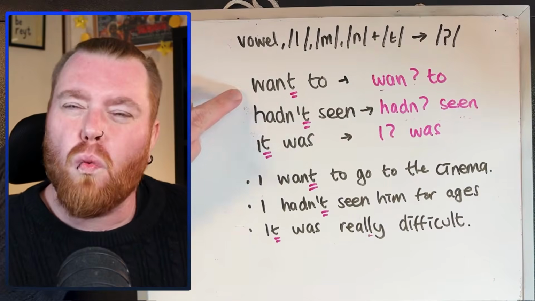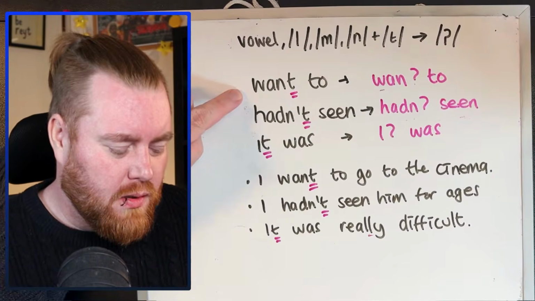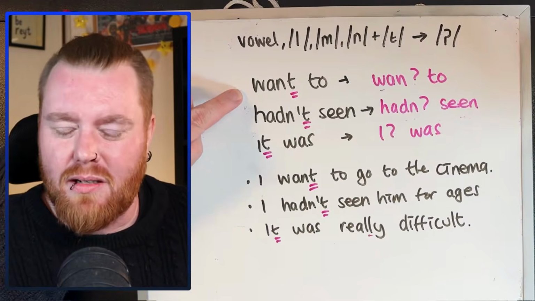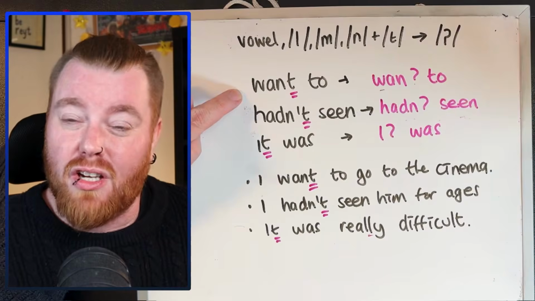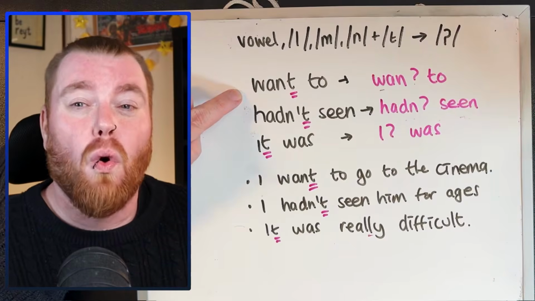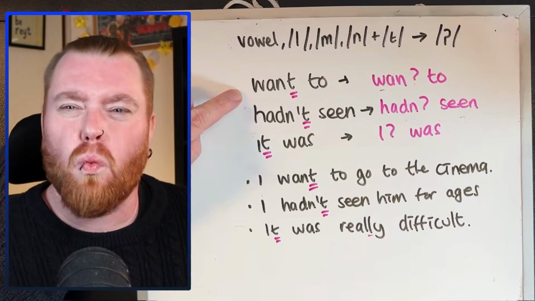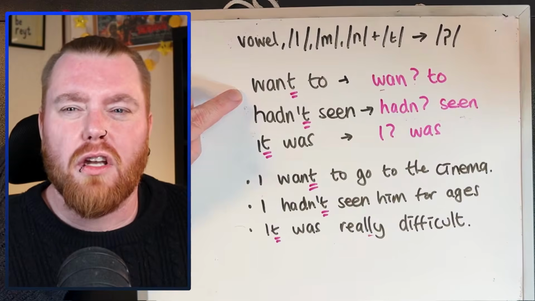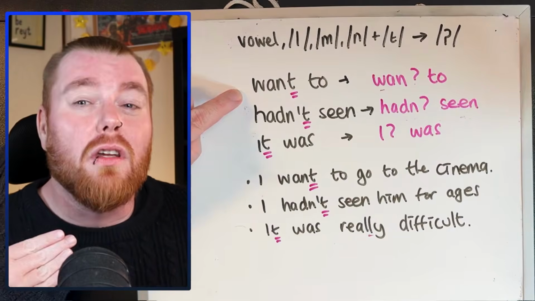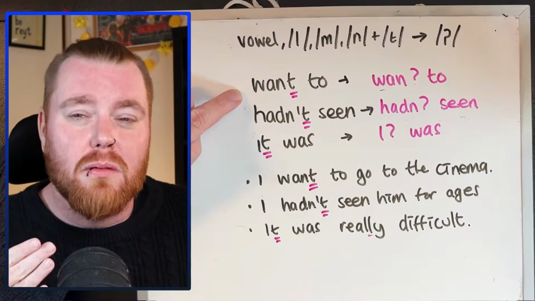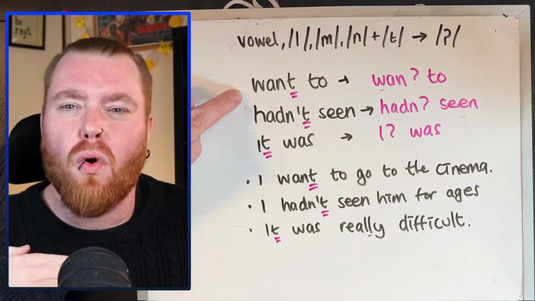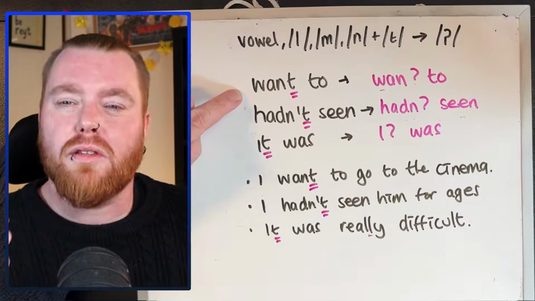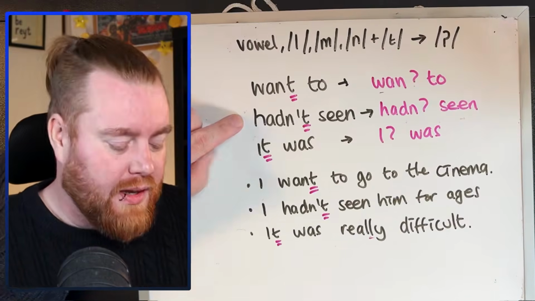Okay, so if we look at want to, the word ends in t, the next word starts with a consonant, and the sound before it is n. So it's going to become want to, not one to. You can hear that little stop. Want to. Not one to. That sounds like 1, 2. Want to.